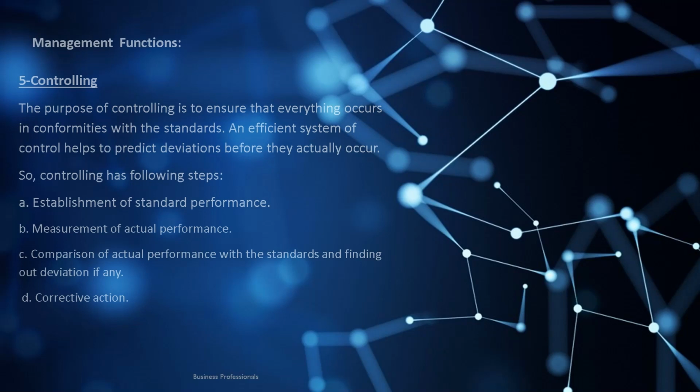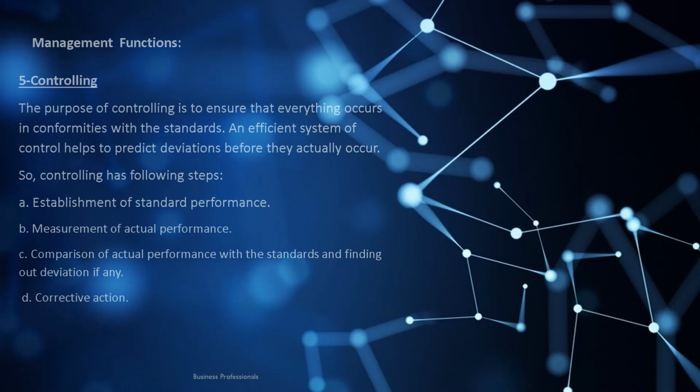Controlling. It implies measurement of accomplishment against the standards and correction of deviation if any to ensure achievement of organizational goals. The purpose of controlling is to ensure that everything occurs in conformity with the standards. An efficient system of control helps to predict deviations before they actually occur. According to Koontz and O'Donnell, controlling is the measurement and correction of performance activities of subordinates in order to make sure that the enterprise objectives and plans devised to attain them are being accomplished.